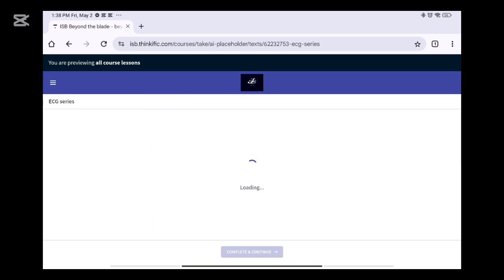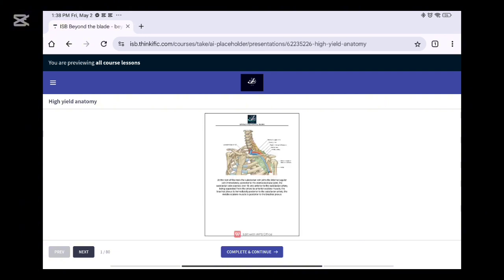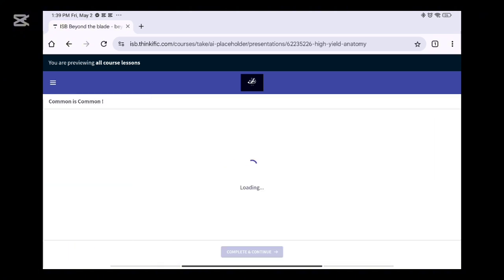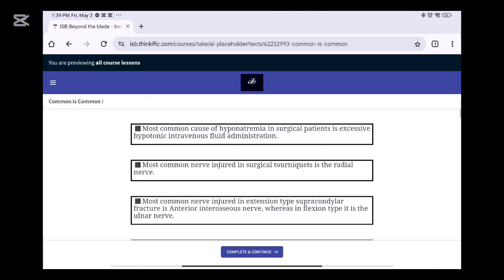The high-yield anatomy slides are provided on their own. So this is the must-know anatomy, the anatomy that you must know for the exam. And you can scroll through these. And definitely, this is another important collection, which is called Common is Common. A lot of exam questions come from this collection. For instance, the most common cause of hyponatremia in surgical patients is excessive hypotonic intravenous fluid administration, and so on.